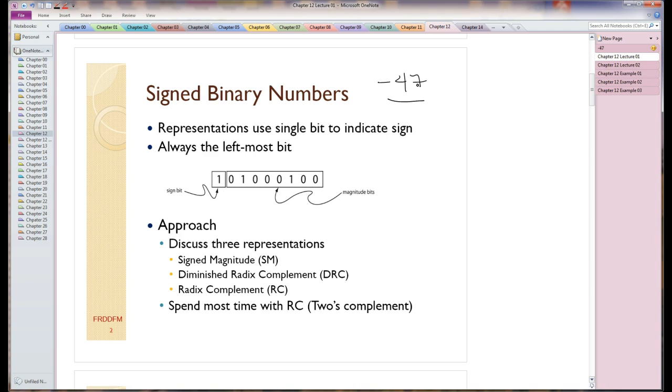And that bit we're talking about, location-wise, is the leftmost bit in the binary number we're considering. It's always the leftmost bit. That bit being set indicates it's a negative number. That's a convention we always use, and we'll stick with that in this course. We're going to discuss three representations, which is sign magnitude, diminished radix complement, and radix complement. I'll spend most of the time with radix complement, which is 2's complement.